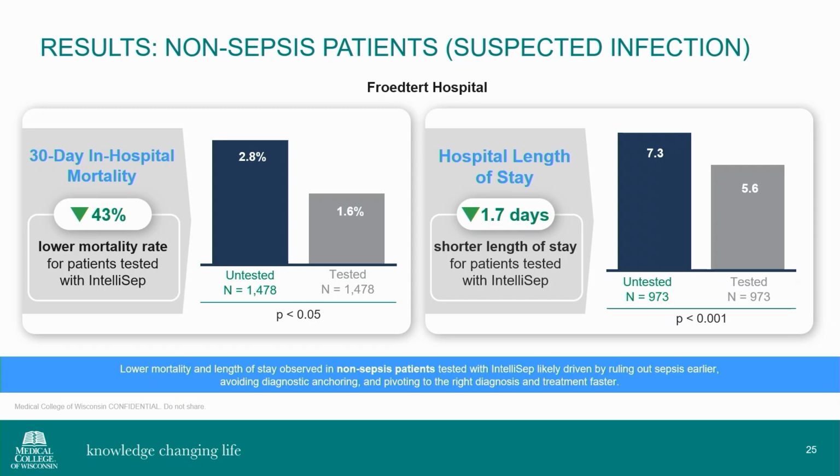So you've got this patient that may be presenting in shock, as an example. Instead of focusing on sepsis, we're now thinking about maybe cardiogenic causes of shock or other causes of shock, as opposed to focusing on sepsis. And because we're avoiding diagnostic anchoring, that gives us the opportunity to get to the right diagnosis faster. And again, we're seeing a reduction in length of stay in those populations.